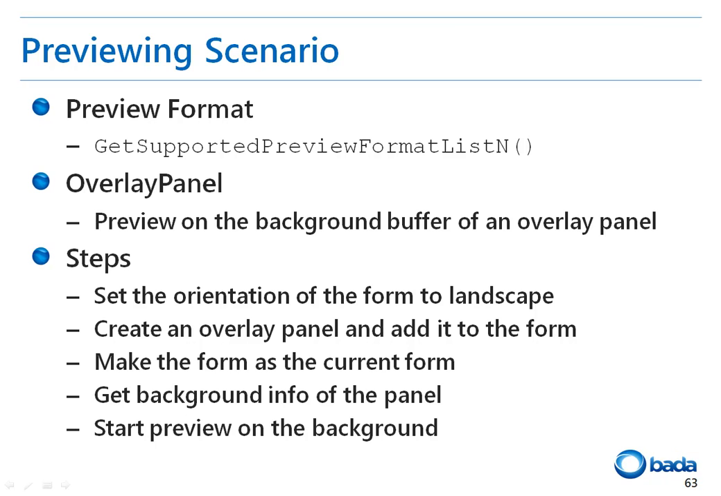In general, for a camera preview, you have to create a new form and set the orientation of the form to landscape. Then, you have to create a new overlay panel, add the overlay panel to the form, and set the form as the current form. After this, you need to acquire the buffer info of the background buffer of the overlay panel, pass it to the camera class, and then start the preview.